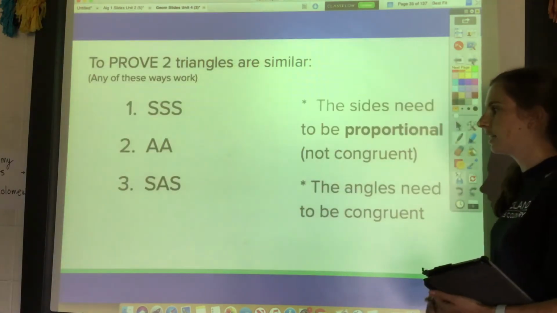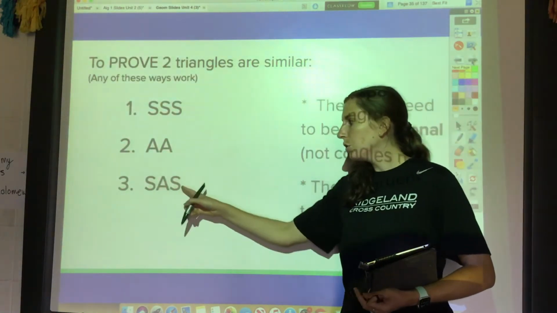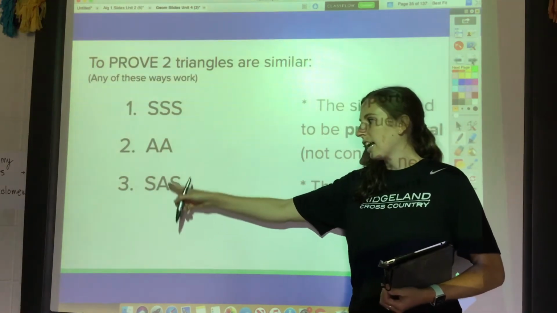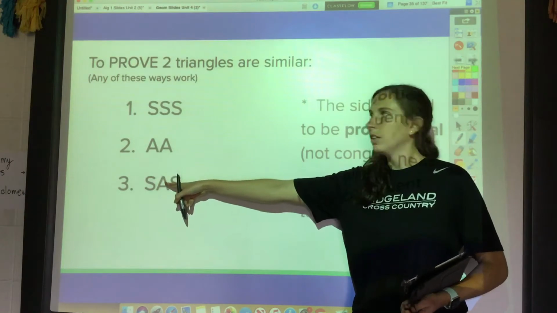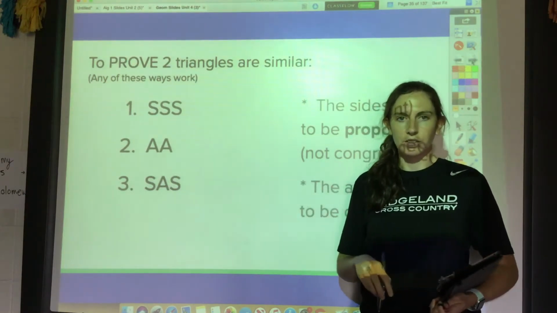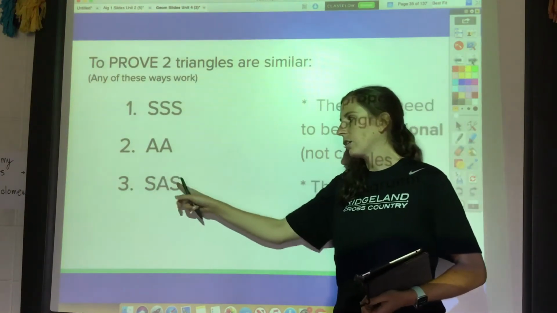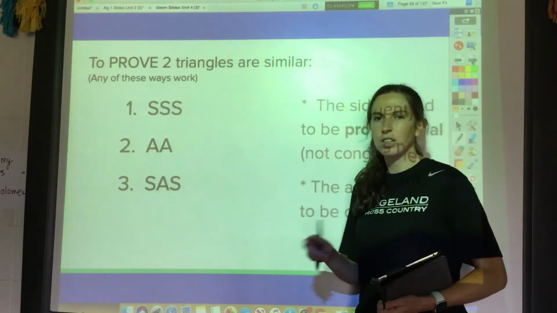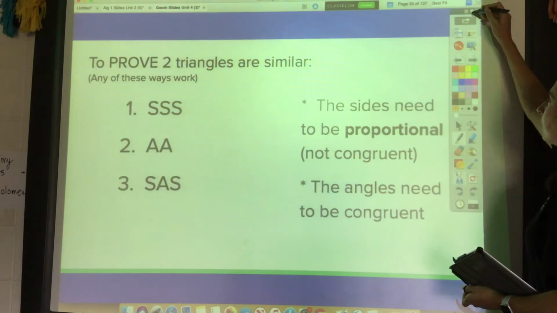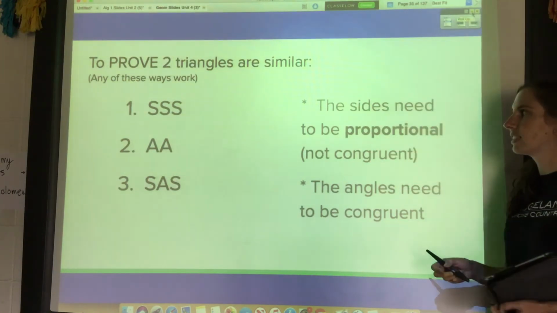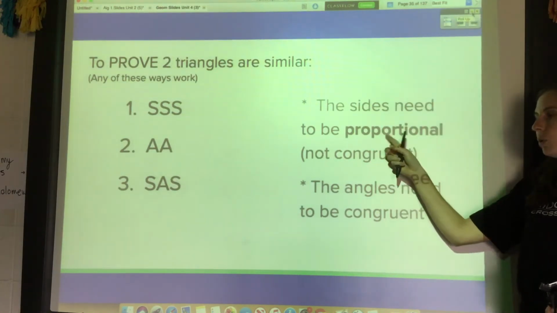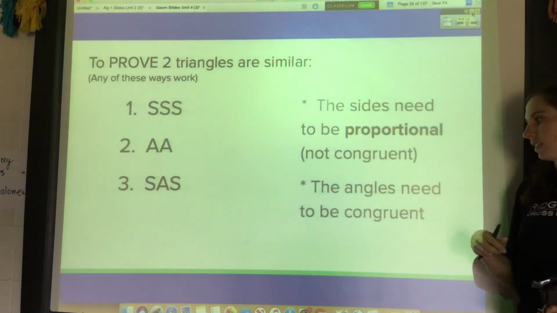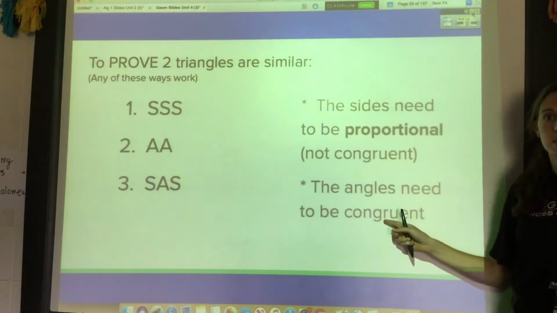And the third way is if you have 2 proportional sides in the triangle and an angle in the middle, that will also prove that they're similar. So we call that side angle side, or SAS, but I'll show you an example. Just keep in mind when I talk about the sides here, the sides only need to be proportional, as in same ratio, not congruent. The angles though do need to be congruent.